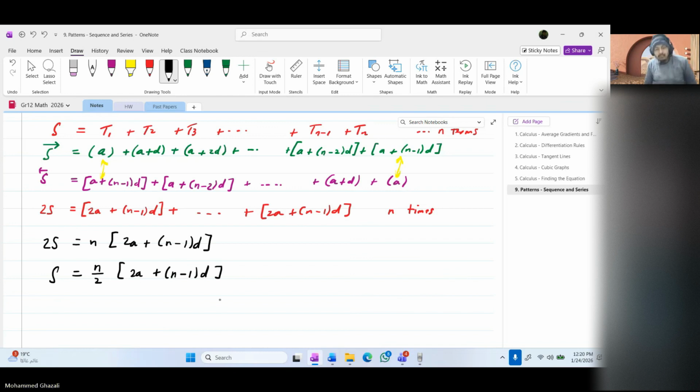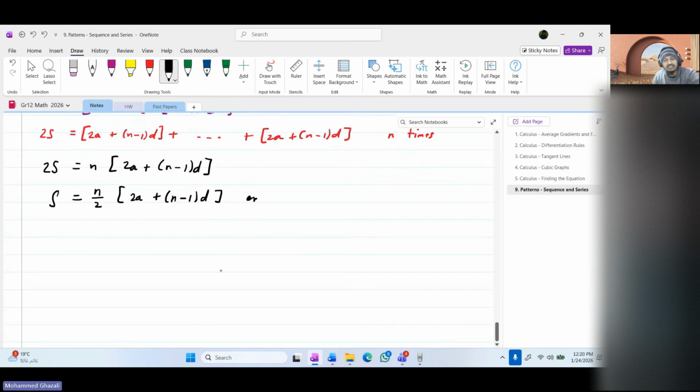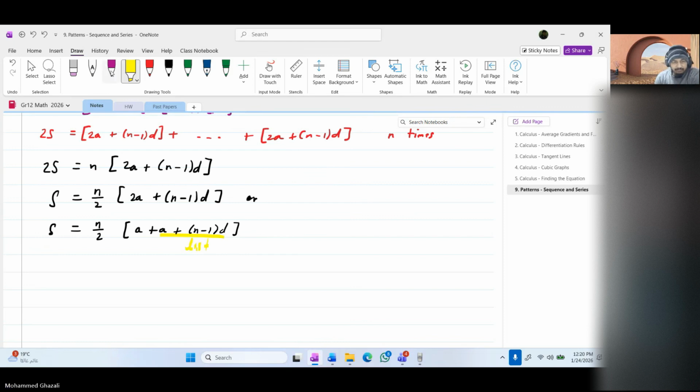Okay? So this is one formula. Or you can have another formula, which is s is equal to n over 2 into, what is 2a? a plus a plus n minus 1 times d. And what is a plus n minus 1 d? Isn't this Tn? Tn is regarded as the last term. So we use this formula here sometimes, if the first and the last term is given in an arithmetic series, a plus l.